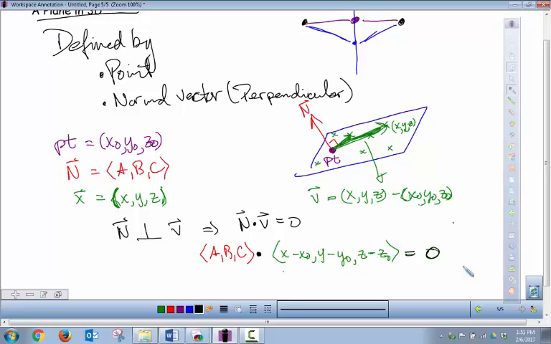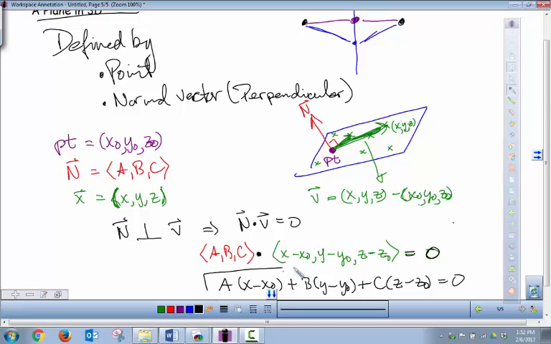So let's dot it. Notice if you dot it, is it still a vector? Remember, the dot product gives you a scalar. So technically, this is a scalar equation. This is your equation of a plane, or at least one form of the equation of a plane.